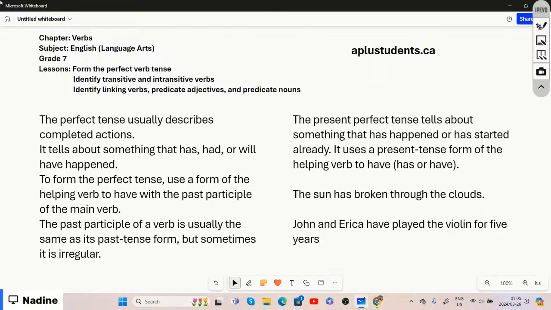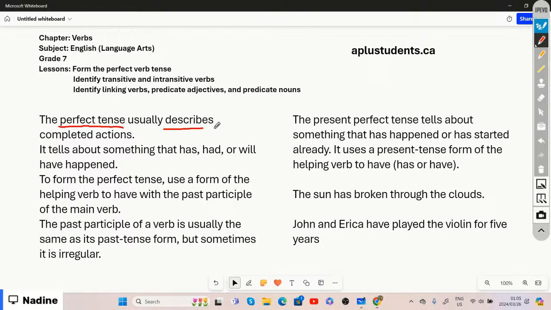it usually describes actions. So the perfect tense usually describes a completed action. It tells about something that has happened, had happened, or will have happened. And that has to do with either the present, the past, or the future. And usually in the future, we use the word will.